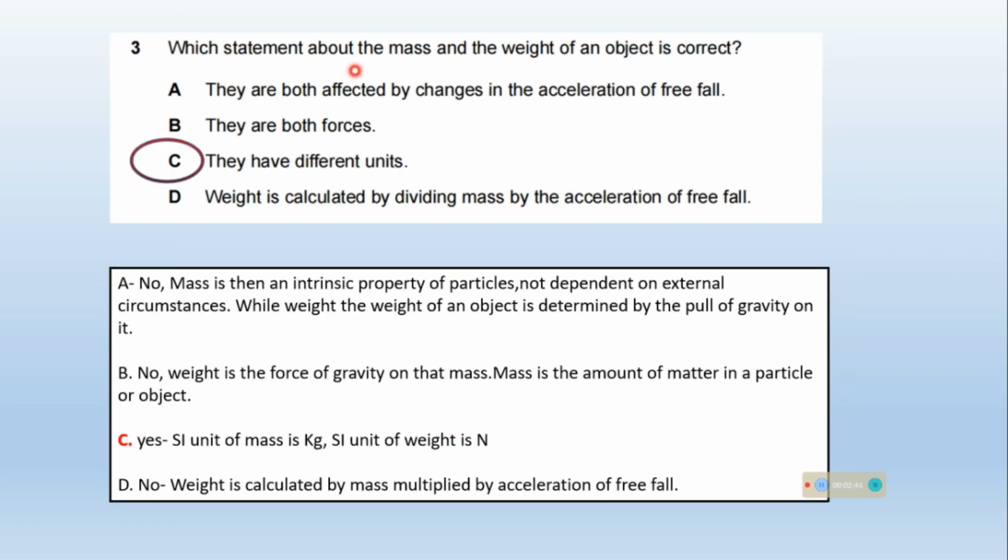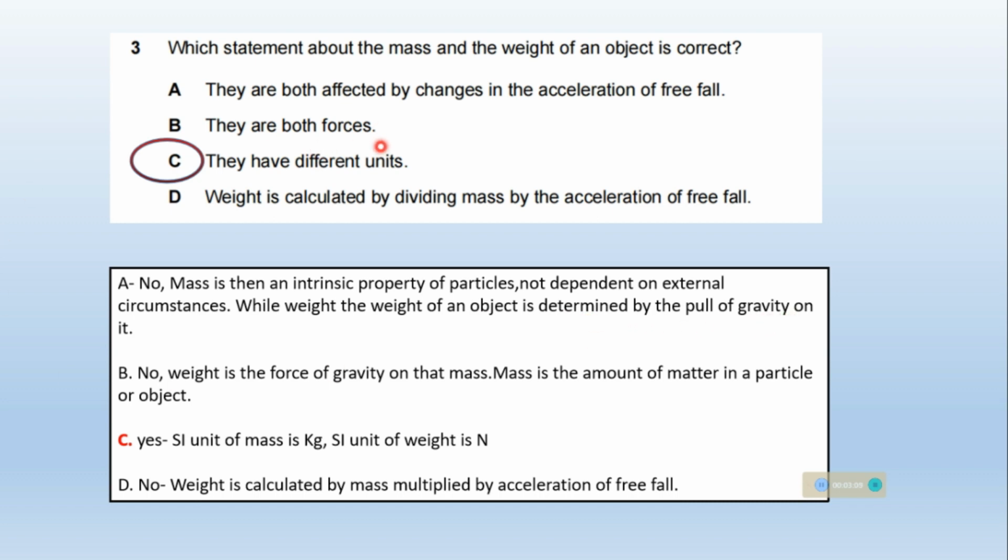Which statement about the mass and the weight of the object is correct? They are both affected by changes in the acceleration of free fall. So here, no. Since mass is an intrinsic property of a particle, not dependent on external circumstances, while weight is determined by the pull of gravity on it.